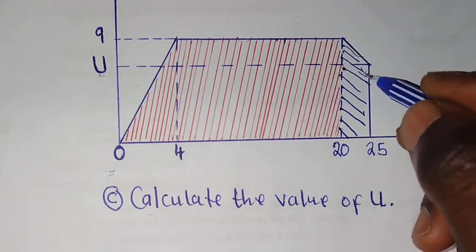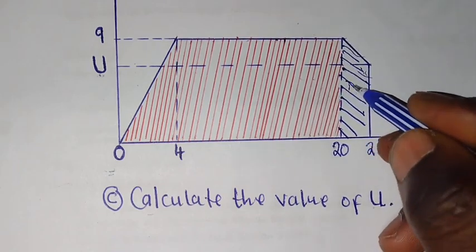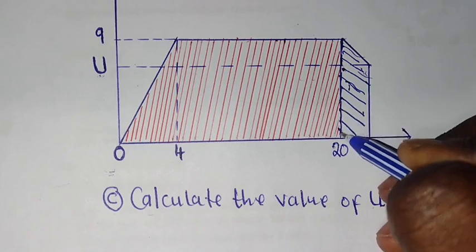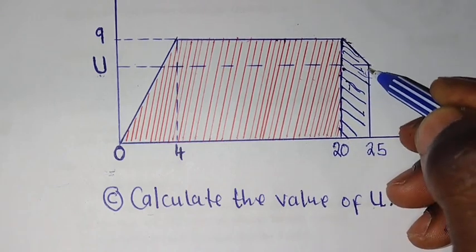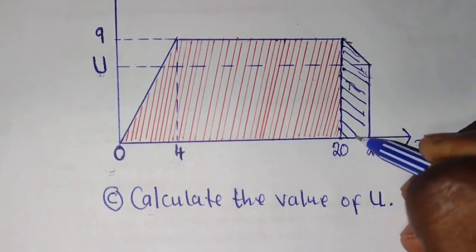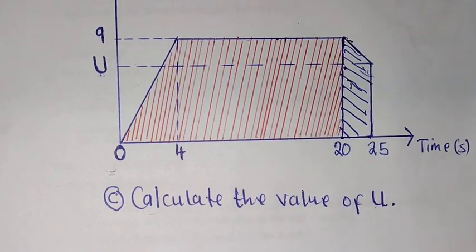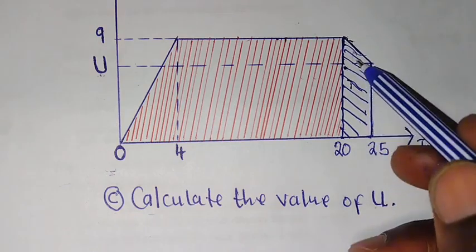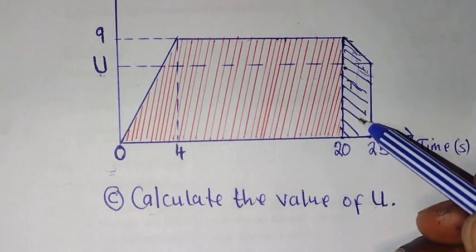So I want you to follow me nicely. When you look at this shape, it's a trapezium. You can see the way it's looking as well. So this is the shape we are going to consider. If it's a trapezium, we are going to find the distance under this graph, which is the trapezium.